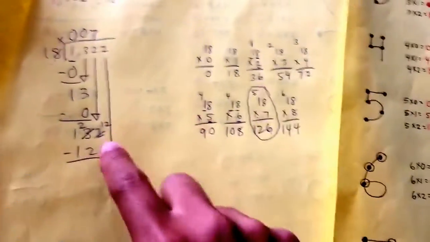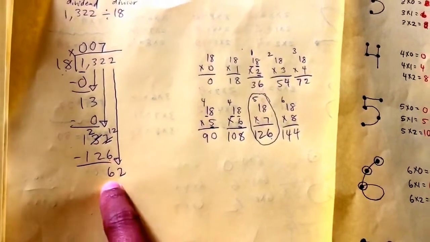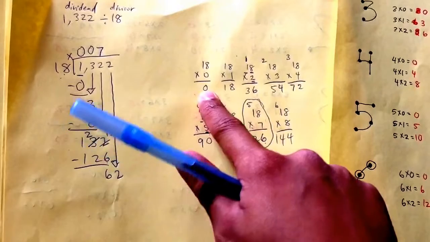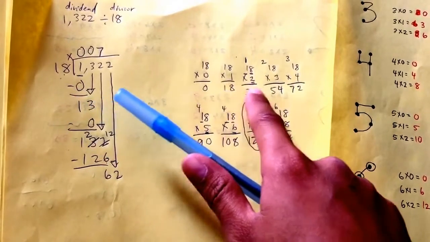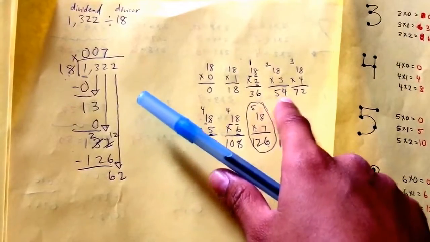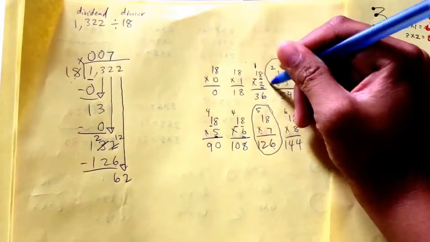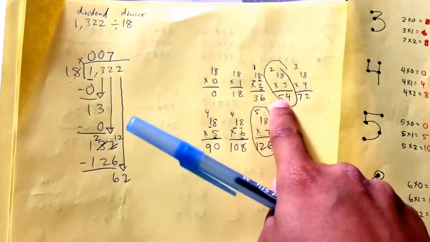And now we can look for which of these answers gets closer or equal to 62 without going over. 0 is a little off. 18 is still a little too little. 36 is too little. 54 is getting pretty close. And 72 just goes over. So we're going to use this math fact right here, 18 times 3, and circle it.